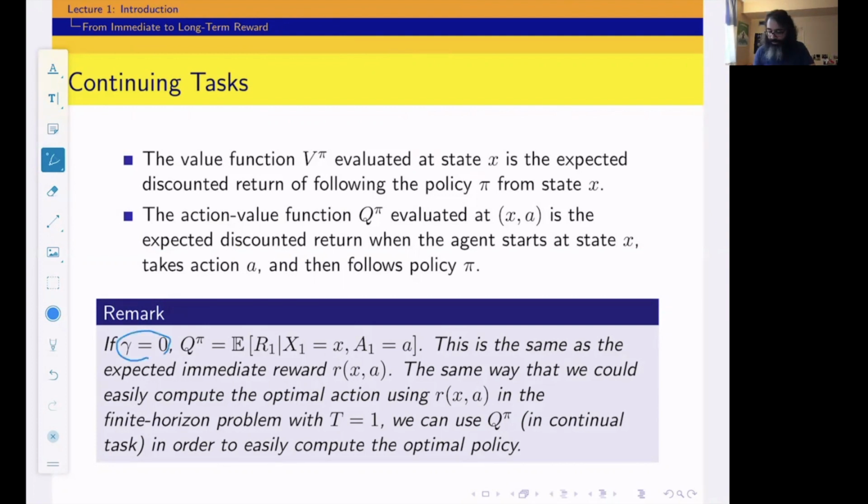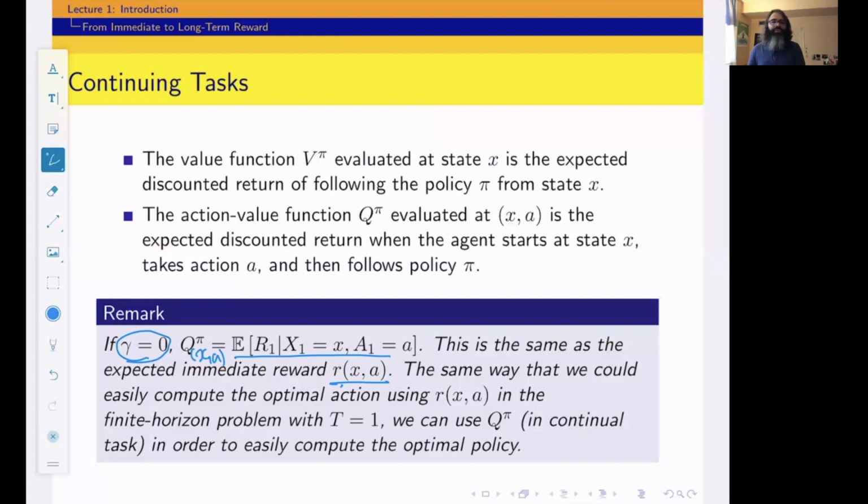So if the discount factor gamma is equal to 0, the definition of Q, with x and a, would reduce to the expectation of the reward at the first time step when X1 is x and A1 is a. Because gamma is 0, any term with gamma to the power of 1 or 2 or whatever would be 0. So the reward R2 or R3 or any value after R1 would be ignored in the definition of Q. So we get this expectation, and if you recall, this expectation is the same as the expected immediate reward that we had before. So with gamma equal to 0, this is the same as the expected immediate reward.